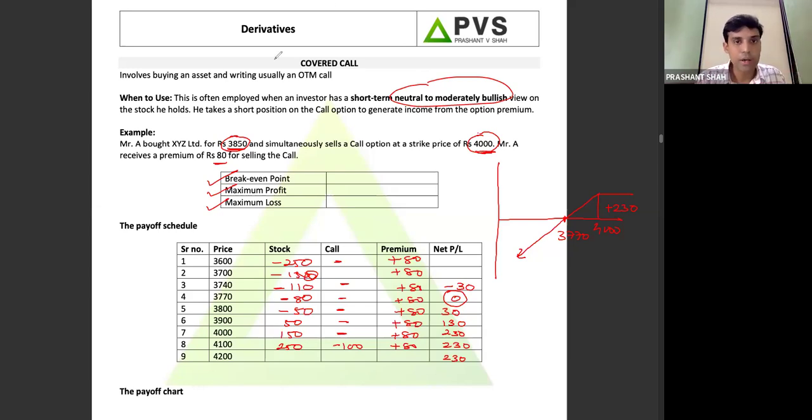In the subsequent videos, definitely we are going to get into further strategies. Our next strategy is straddle and then strangle. So keep connected. I'll give you more and more strategies.